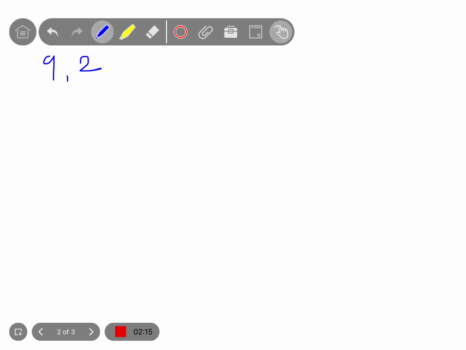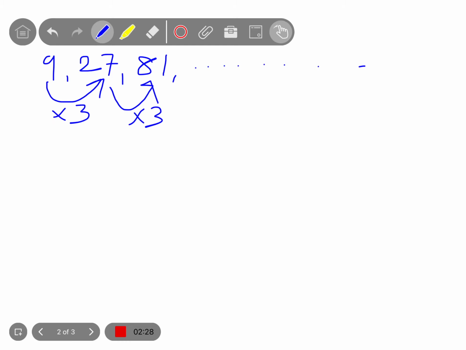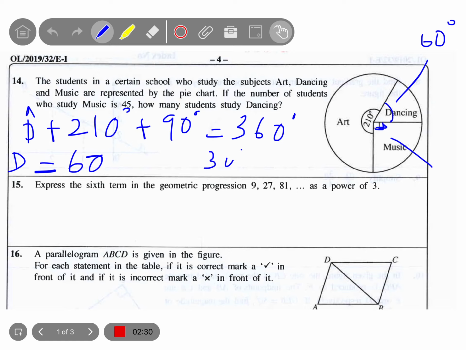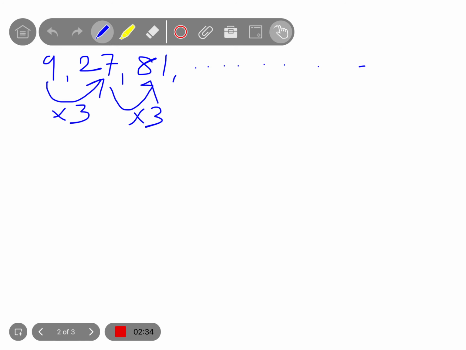9, 27, 81, and there are other values here. 9 times 3 is this. You have to multiply by 3. So they're asking us to find the sixth term, right? You can either just do it the hard way. You can just multiply by 3, and then again multiply by 3.